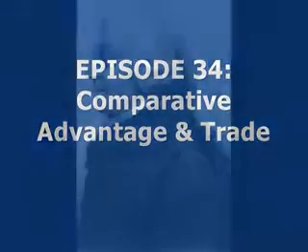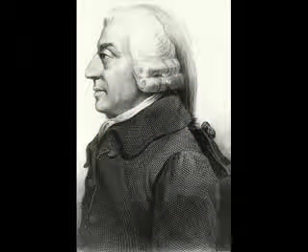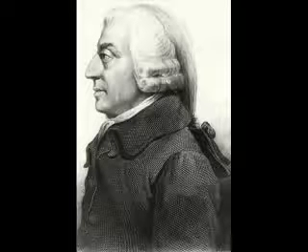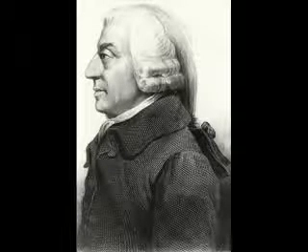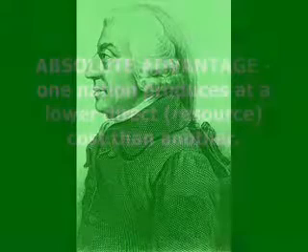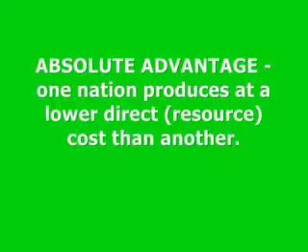Back in the 1700s, Adam Smith was the first person to formalize a model of international trade. Smith figured out that if countries specialized in producing those items where they had absolute advantage, meaning your country can produce the good at a lower resource cost than other countries, and purchased items where they had an absolute disadvantage in production, they'd be better off.